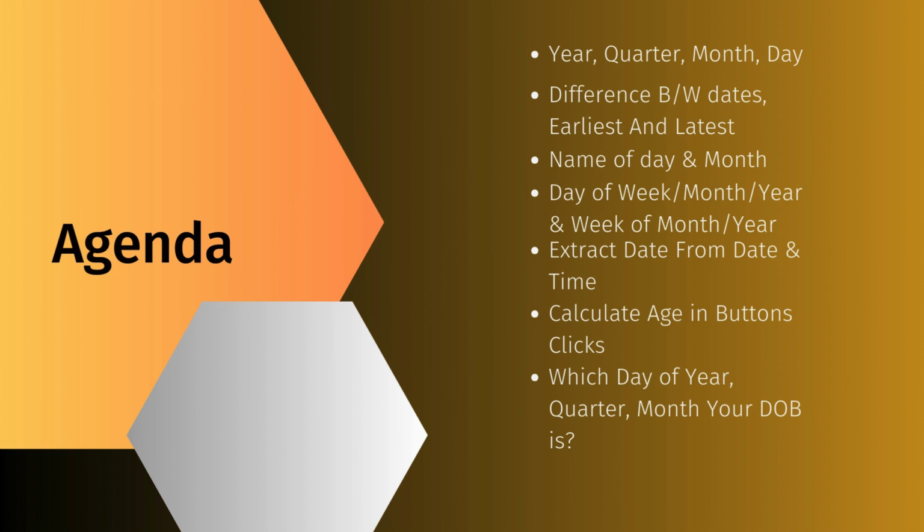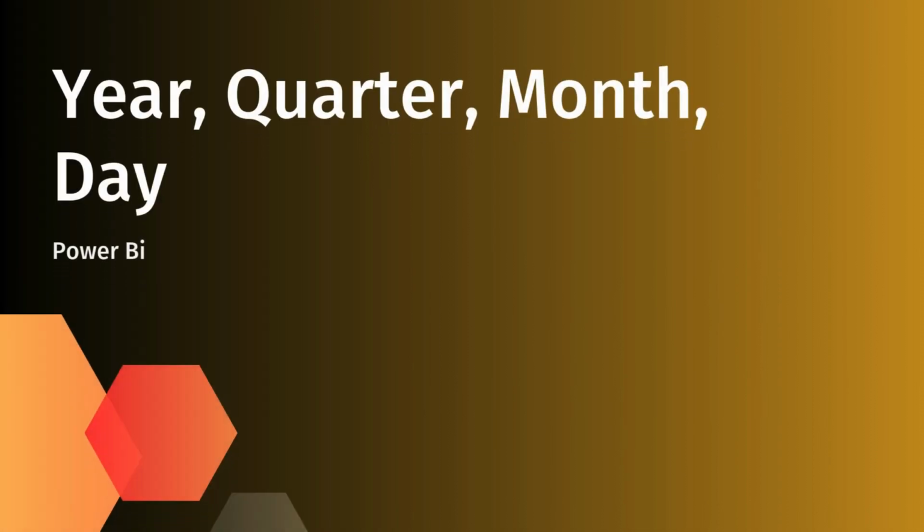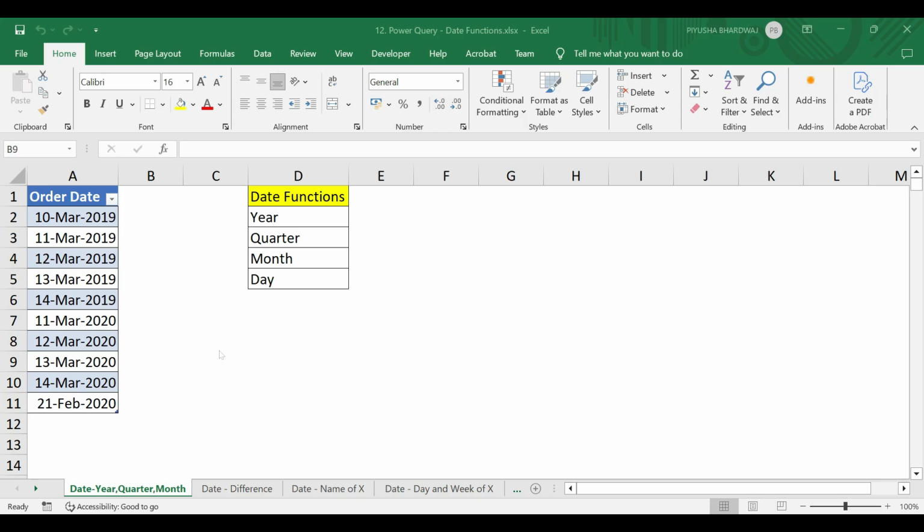We will also find out on which day of the year, which day of the quarter or which day of the month your date of birth falls. Very simple, again using button clicks. So these are all the functions and you will get a clear picture, because these are the most used date functions in corporate companies. So let us see how to find out year, quarter, month and day from a particular date.